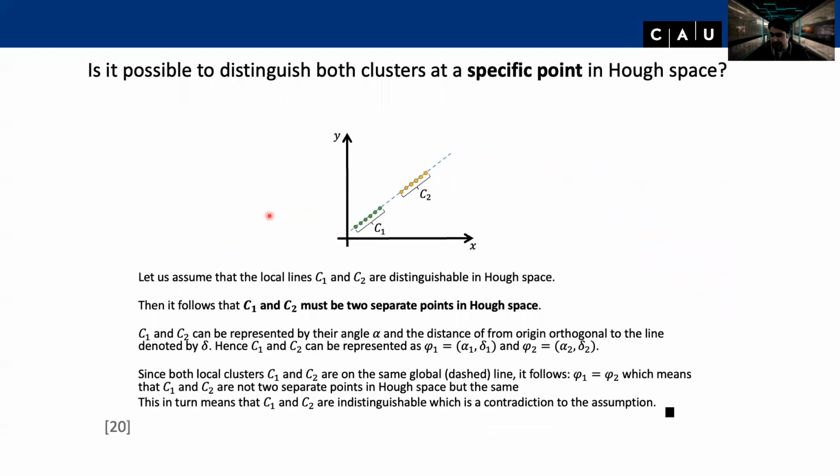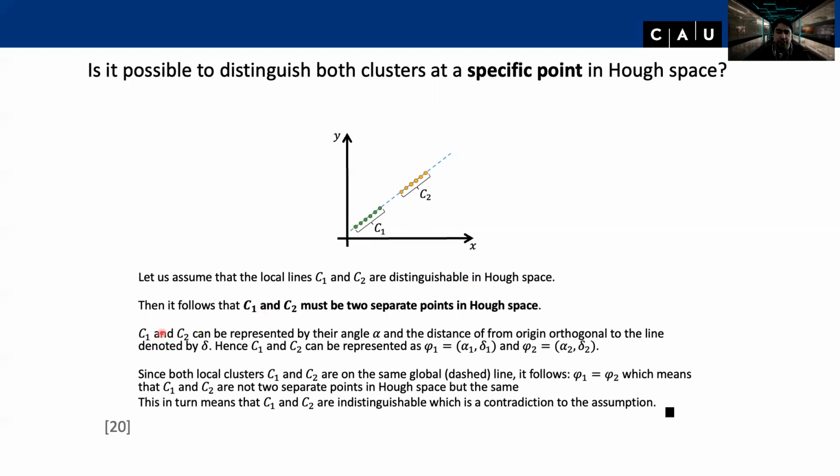And as the last aspect here, since I promised you to answer this question with a proof, is it possible to distinguish both clusters at a specific point in Hough space? And now for this, let us assume that the local lines C1 and C2 are distinguishable in Hough space. This is the assumption that we have. Then it follows that C1 and C2, so both lines, this green line and this yellow line, must be 2 separate, distinct points in Hough space.